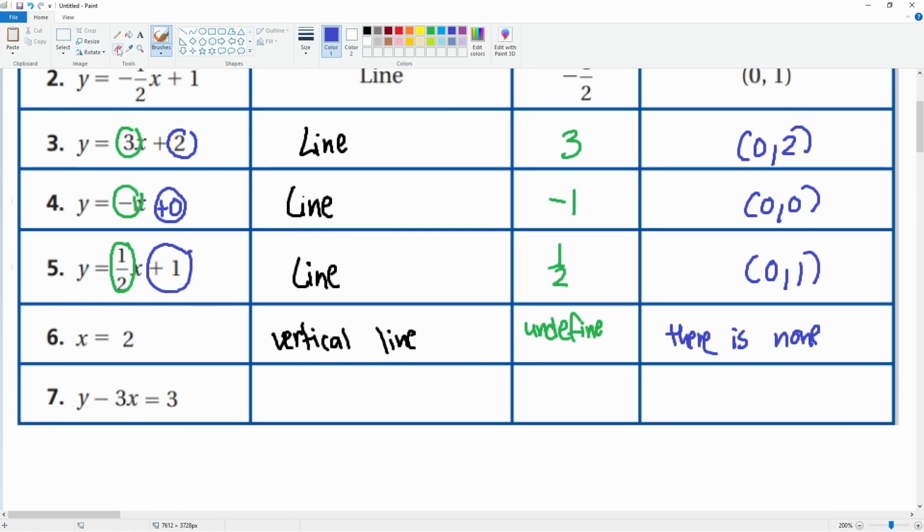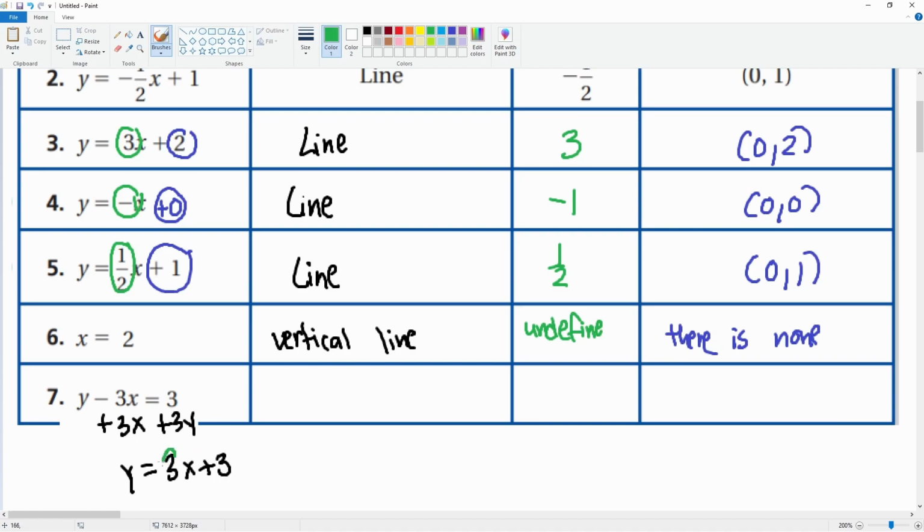So the next one, ooh, this one, let me erase this a bit. The next one is in standard form. We have to convert it. Okay, so this is going to be plus 3x, plus 3x. So this is y equals 3x plus 3.